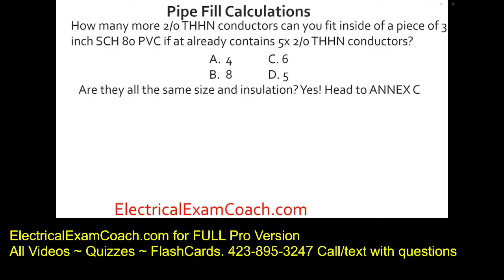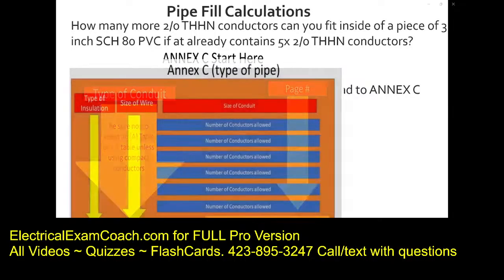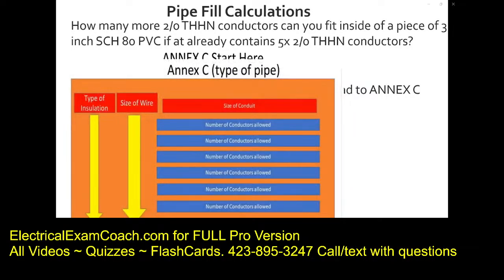When we get to Annex C, start here, we're going to start on the left-hand side until we find our conduit, being sure that we're not in the A version of the table. Then we're going to come over and cross over and find our page number. When we get to the actual table, we're going to start first and make sure that we're in the right table by reading the black bold heading. Then we start on the left-hand side and find our insulation type, find our wire size, then come across the top and find our conduit size, and come down and tee off with how many conductors we can originally fit.